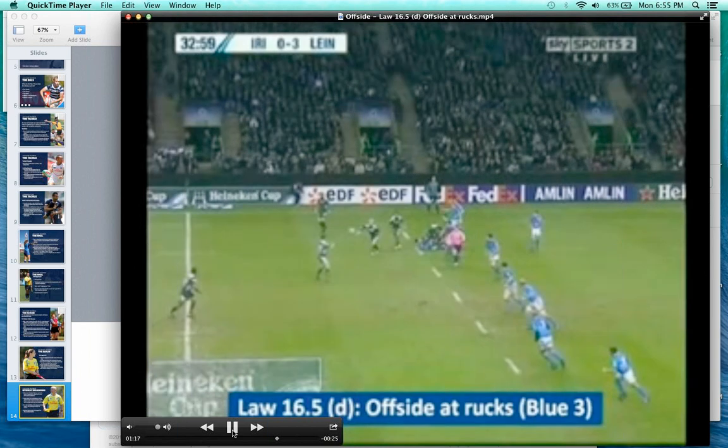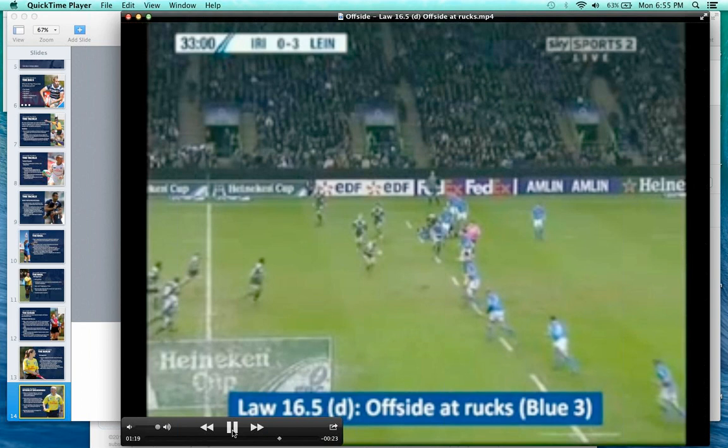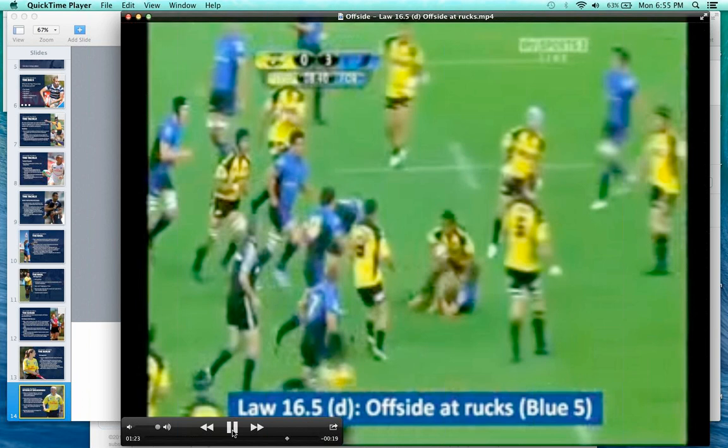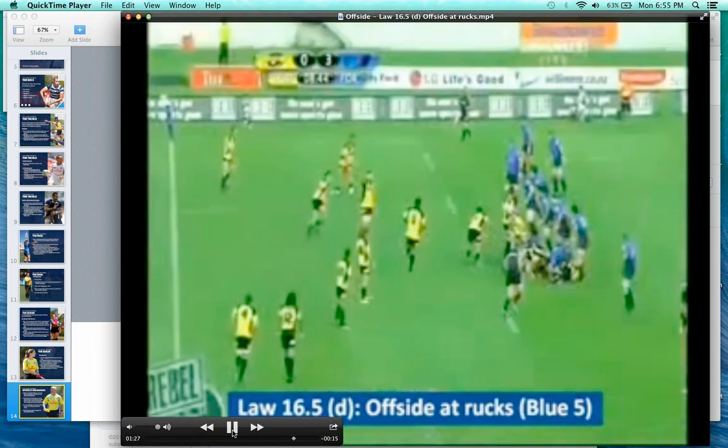I talk to coaches and players a lot, and I call this one almost a dumb penalty, because the extra 6 inches that you get by being that one step in front of the last foot likely isn't going to get you any kind of advantage.